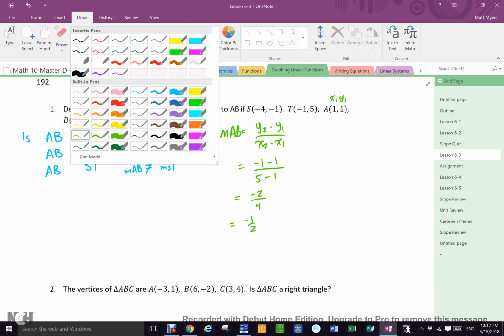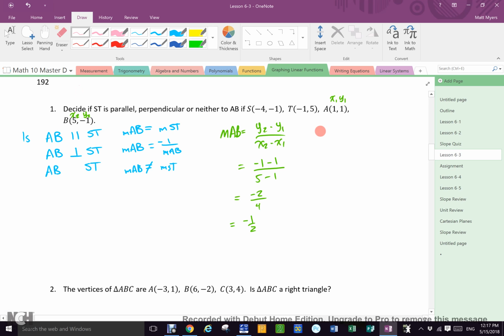Choose a color. Purple. Yellow. What is the slope of ST? How do I find slope? Doesn't change. y2 minus y1 over x2 minus x1. Now I go to the other one. I'm going to change it around. I'm going to make the first ones x2 and y2, and the second ones x1 and y1. So I'm going to have negative 1 minus 5 over negative 4 minus what? What's my x1?